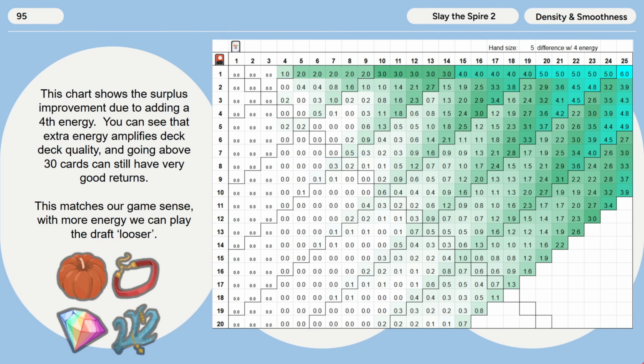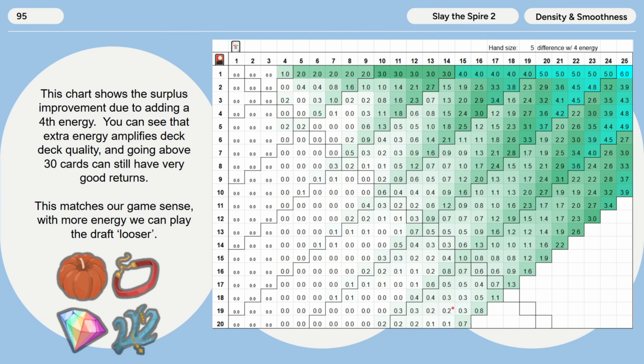And here's that gap. This chart shows the surplus improvement due to adding a 4th energy. You can see the extra energy amplifies deck quality, and going above 30 cards can still have very good returns. So this matches our game sense as well. With more energy, we can play the draft, quote unquote, looser. We can just take more speculative powers. We can just take more speculative cards that are worth playing.